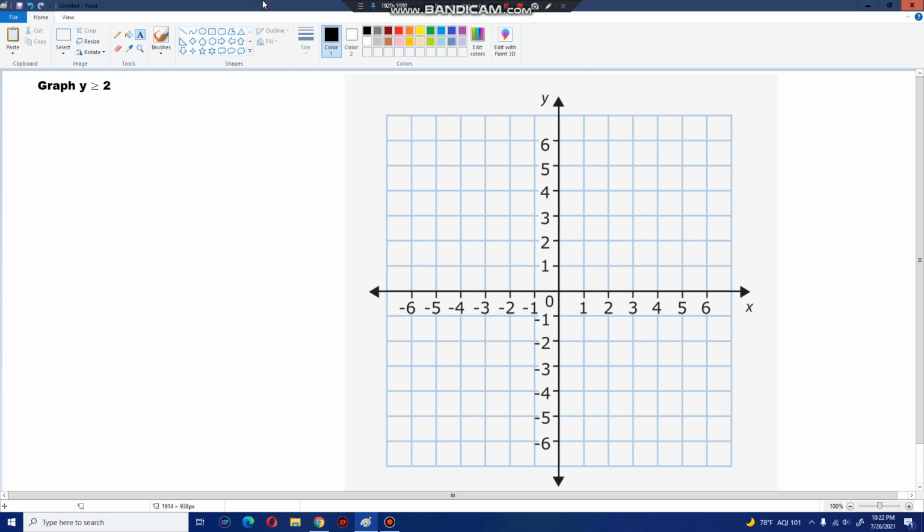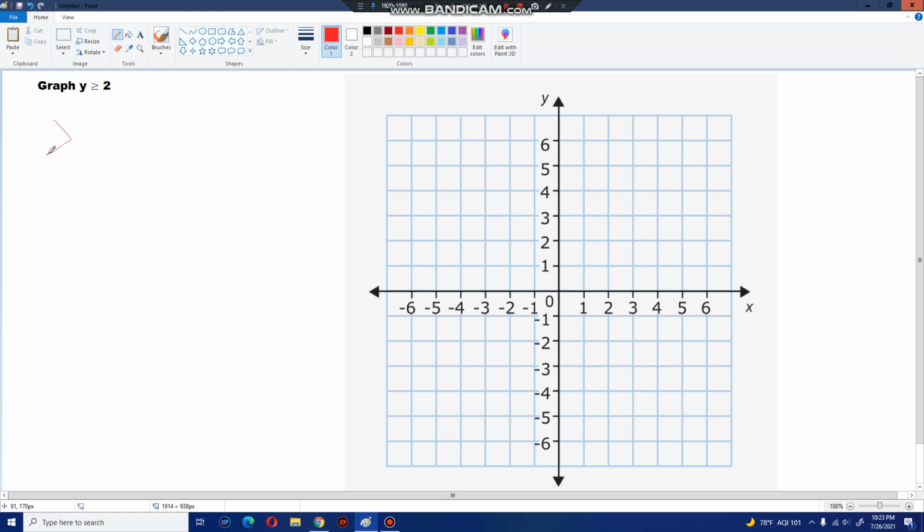Today I'm going to show you how to graph a basic inequality. Let's take a look at this right here. What we have here is y greater than or equal to 2. And I want to graph this on my xy coordinate graph over here. Before I even do that though, let me just go over some basic information about inequalities.